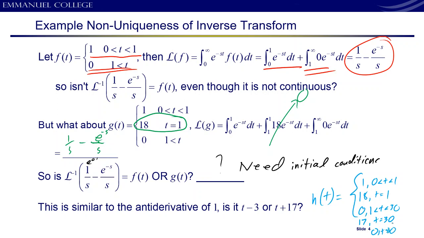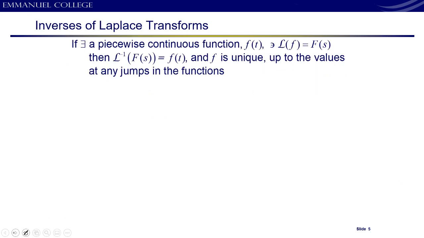The whole point of that is saying the key is it's still made up of 1 on the interval 0 to 1, and 0 pretty much onward. It just has these weird discontinuities. So it's going to be unique up to the value at any jumps in the function. So an inverse Laplace transform cannot take into account those jumps without having those initial conditions.